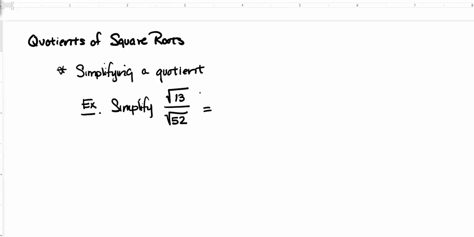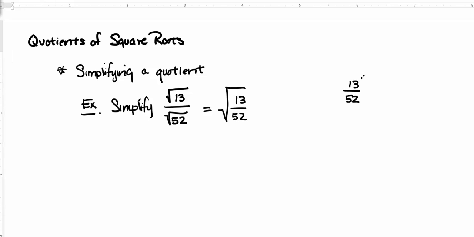So I have two radicals, one in the numerator, one in the denominator. And what I can do is I can actually put them together all under one, and it becomes the square root of 13 over 52. So you ask, well, what is that going to do for me, right? Well, let's take a look at our fraction. We work out 13 over 52. Is this actually in reduced form?